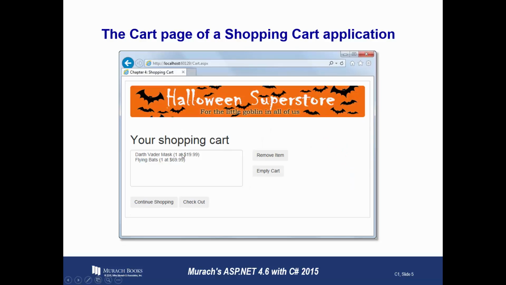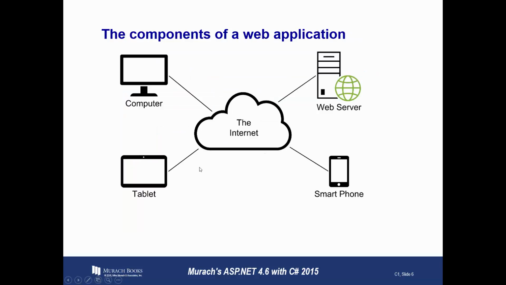You can highlight an item and click Remove Item to remove that item from your shopping cart, or you can click none of the items and choose Empty Cart to remove everything from your shopping cart. So that's the app that's going to be built throughout the text by the authors.